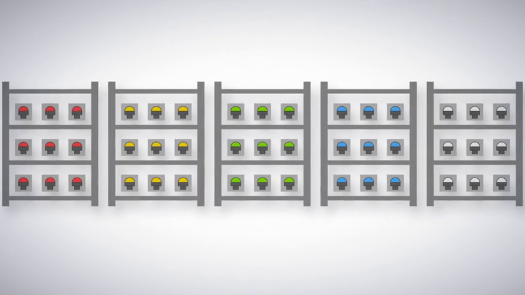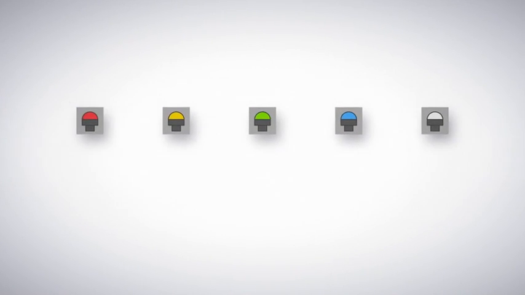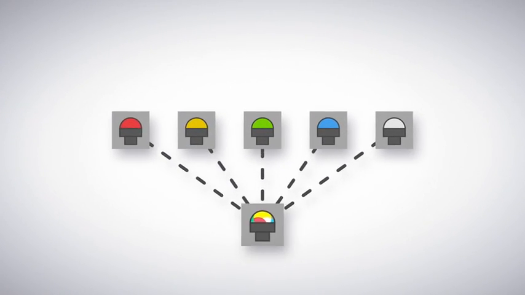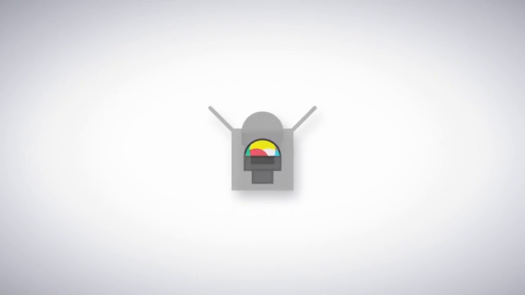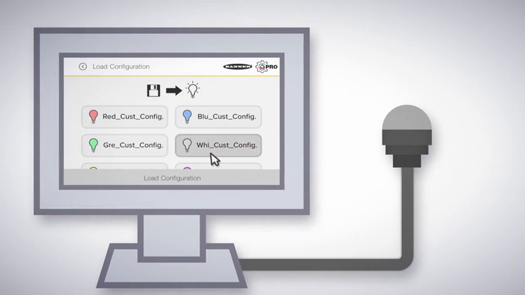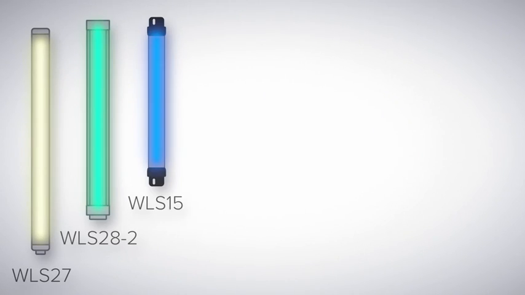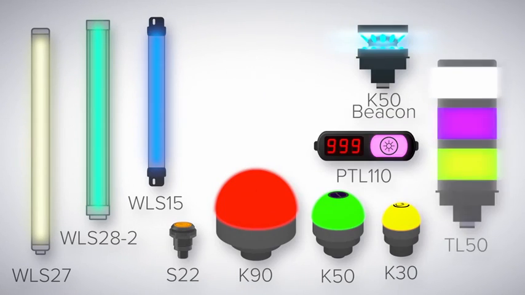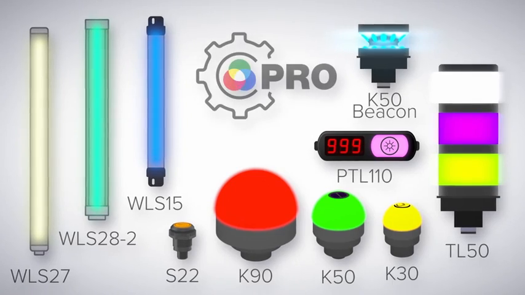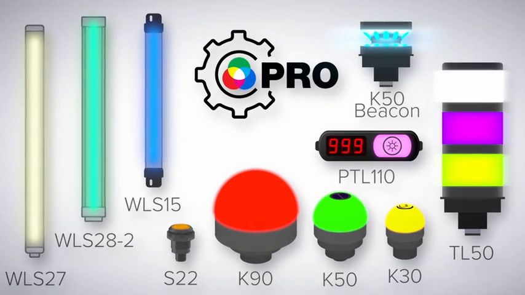Finally, instead of stocking multiple lights in different sizes and colors, standardize one Pro light and customize each unit as needed. Pro Editor makes it easy to save and load configurations onto devices, making deployment possible in just a few clicks. Whether you're looking for illumination, indication, touch buttons, or tower lights, Pro lights give you full control, and they're available only from Banner Engineering.